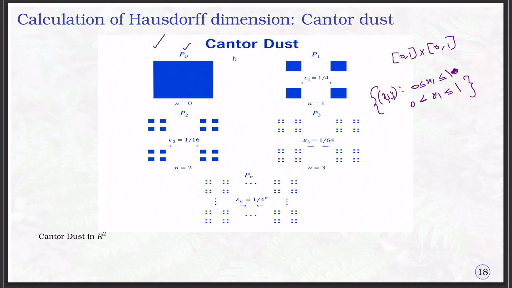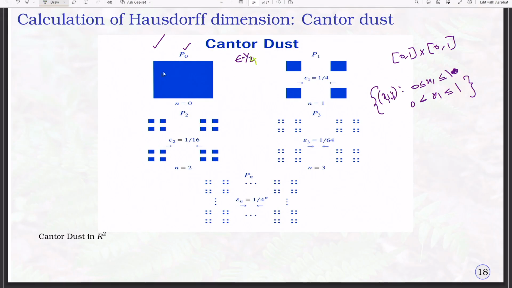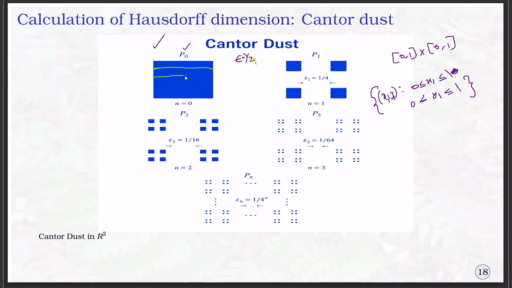Now, take epsilon as 1 by 4. Cover this unit square by closed balls of radius, that means closed boxes, of size 1 by 4. We need to cover it like a closed ball of radius 1 by 4.